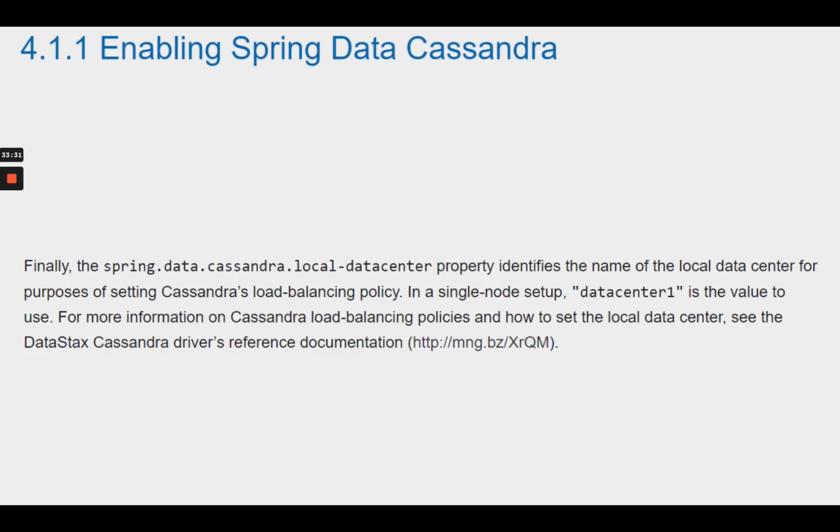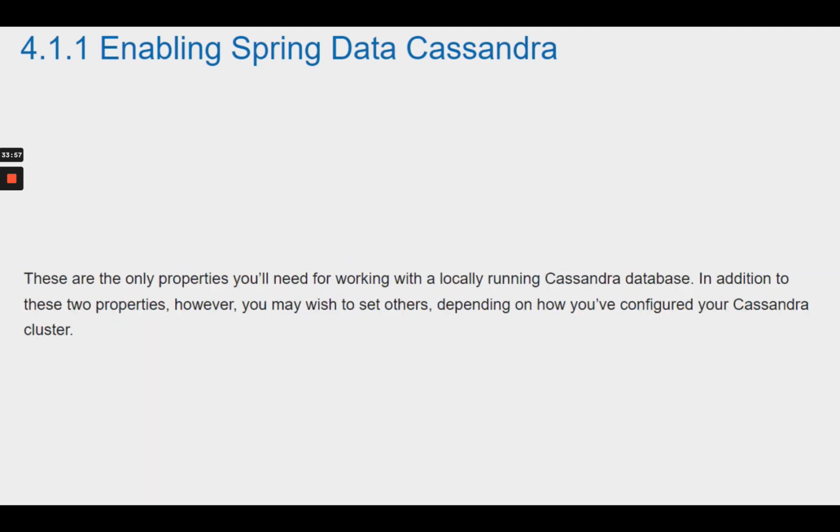Finally, the spring.data.cassandra.local-datacenter property identifies the name of the local data center for purposes of setting Cassandra's load balancing policy. In a single node setup, datacenter1 is the value to use. For more information on Cassandra load balancing policies and how to set the local data center, see the DataStax Cassandra drivers reference document at this link.